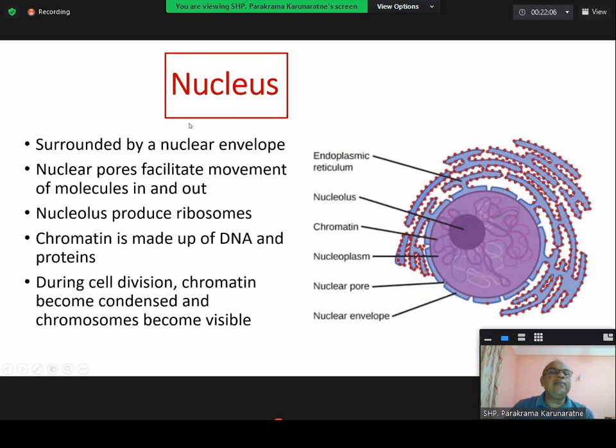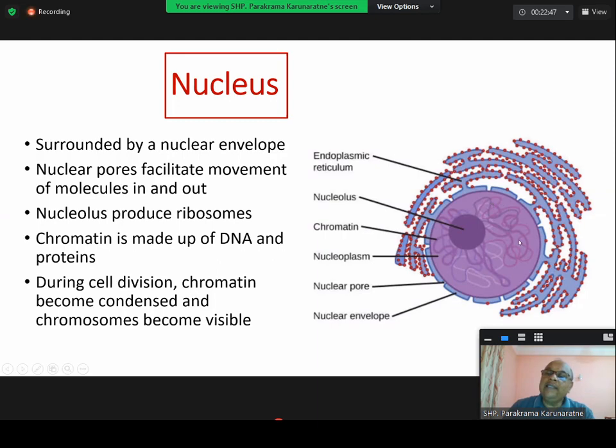Then the nucleus. The nucleus is surrounded by a nuclear envelope. So you can see here, I will explain this nucleus. This is the nucleus. Plural is nuclei, N-U-C-L-E-I. These are Latin and Greek words, not like English. In English, the plural of nucleus would be nucleuses, but because it is a Greek word, we call it nuclei. That is how the plural is formed.